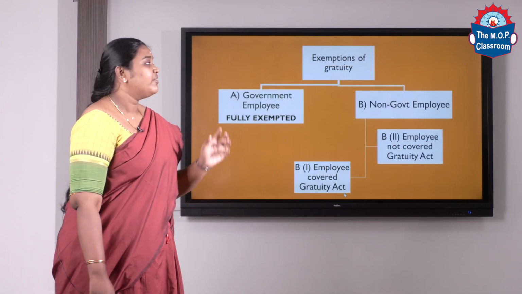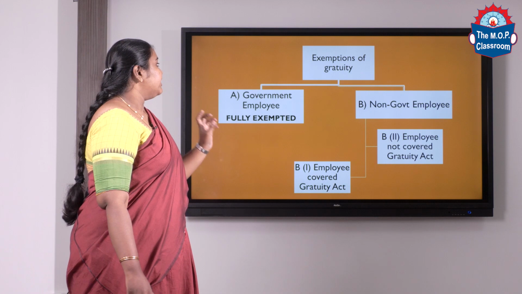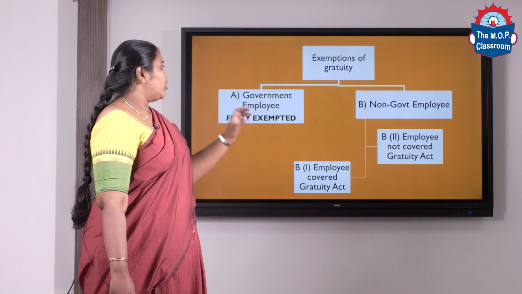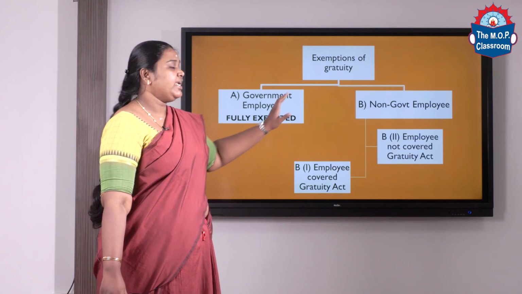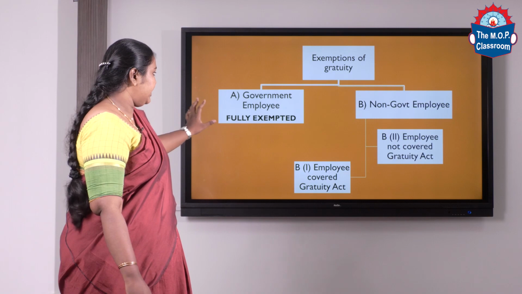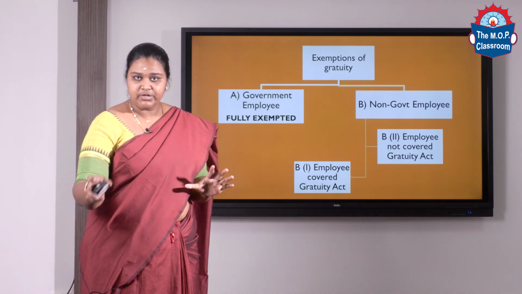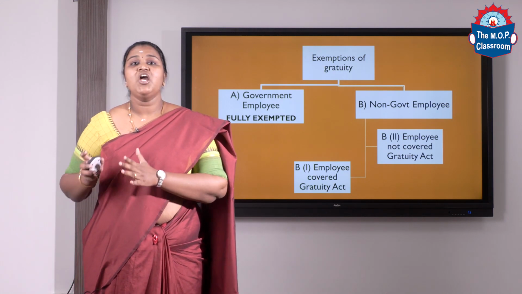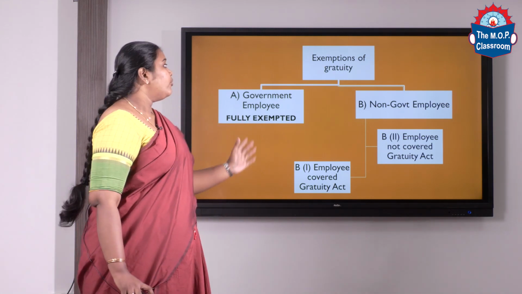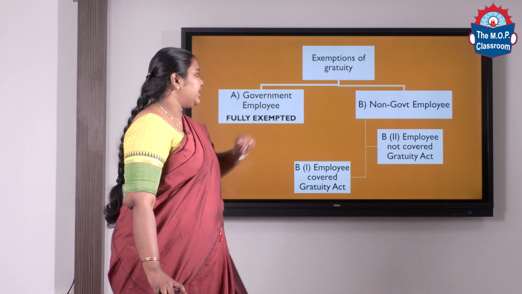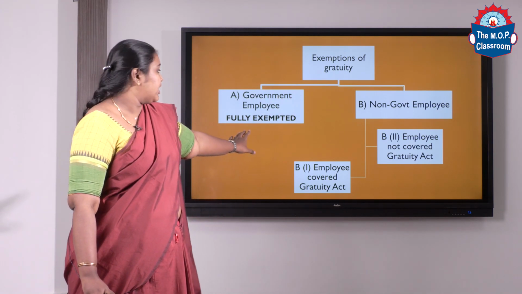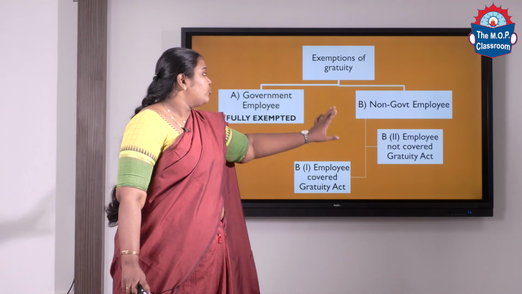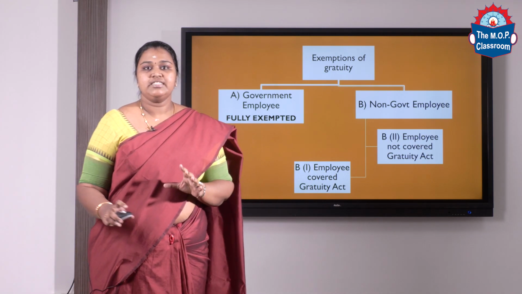Moving on to the next slide, we will be understanding the types of employees for the purpose of gratuity. The employees are broadly classified as government employees and non-government employees. Government employees are individuals who are working under the state government, central government, local authority, or the defense of India. Non-government employees are classified as employees who are covered under the Gratuity Act of 1972 and employees who are not covered under the Gratuity Act of 1972.